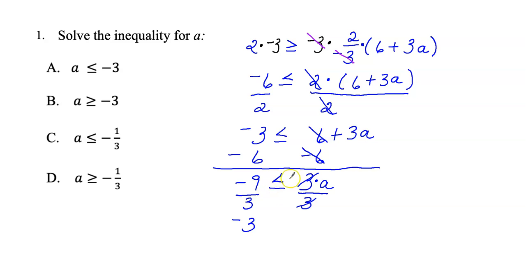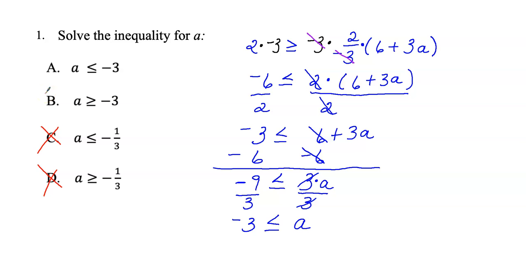Do I need to reverse the direction of this inequality? No, I didn't divide by a negative. I divided by a positive. So keep this in the same direction. And bring down your a. Now I've solved for a. I know my answer needs to have a negative 3 in it. So let's go back to our answer choices and eliminate C and D, because they don't have a negative 3 in the answer choice. Now it's down to A or B.